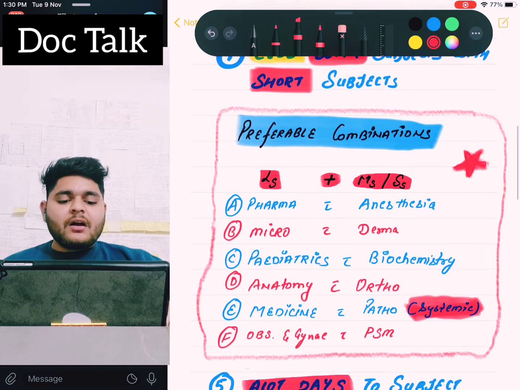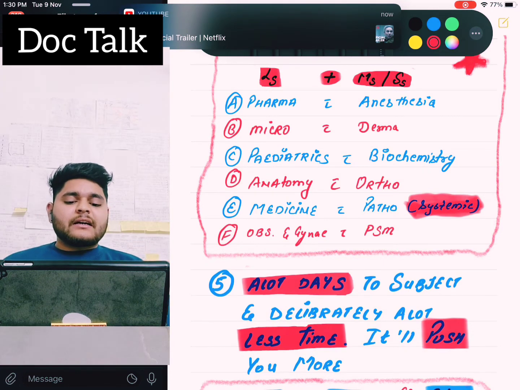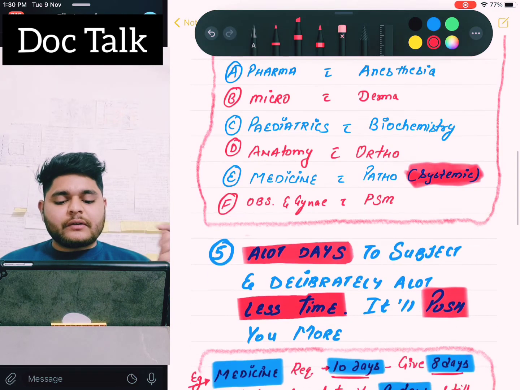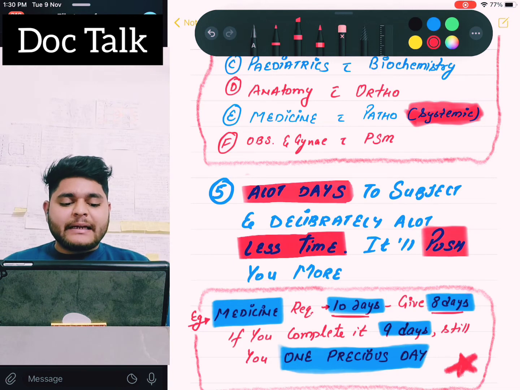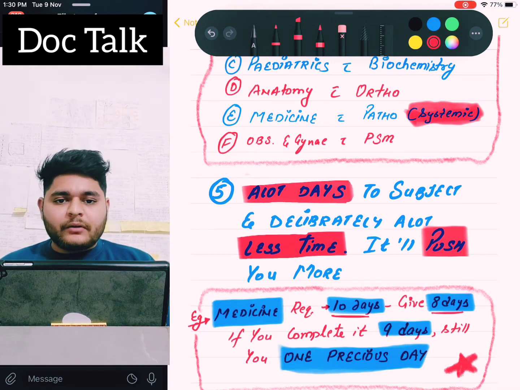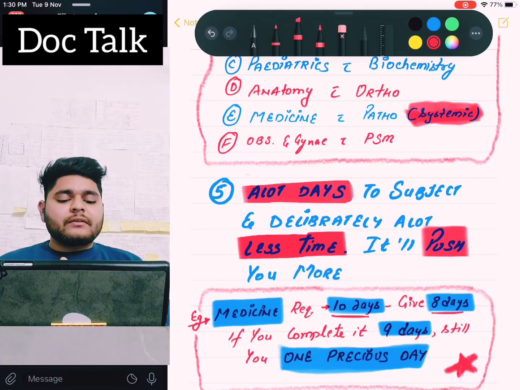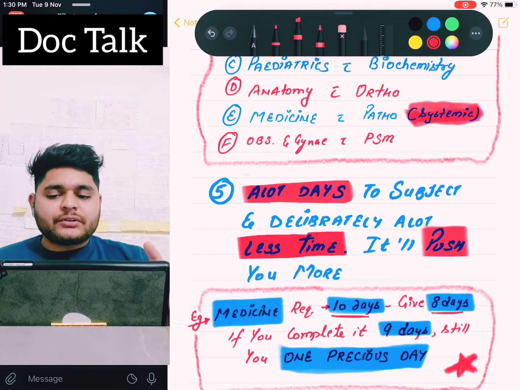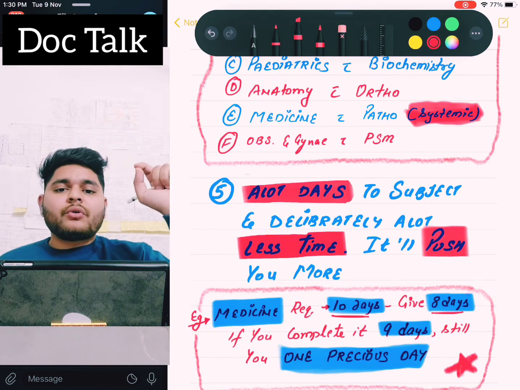Now the fifth part is allot days to subjects and deliberately allot less time. It will push you more. Now what does this mean? If there is a subject which requires, let's take an example, medicine. Now we all know in a full course medicine will require around 10 days, minimum 10 days. Give it 8 days. I will be very blunt here, give it 8 days only. Now why 8 days? You will be like, a subject required 10 days, why give 8 days? Because if you give it 8 days, it will put pressure on you to complete it ASAP. Now you won't take much time on those things which you know already.